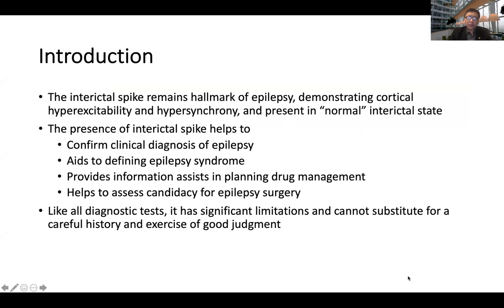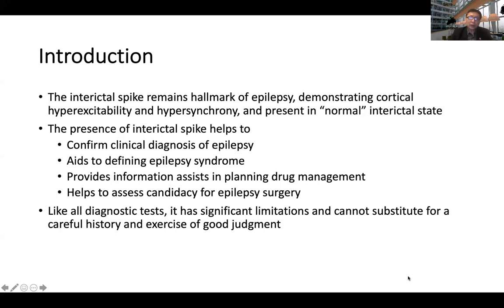The interictal spike remains the hallmark of epilepsy that demonstrates cortical hyperexcitability and hypersynchrony, and can also be present in the normal interictal state. The presence of the interictal spike helps to confirm the clinical diagnosis of epilepsy. It can be used as an aid in defining epileptic syndrome and provides information to assist in planning treatment with anti-epileptic drugs. It can also help to assess candidacy for epilepsy surgery.